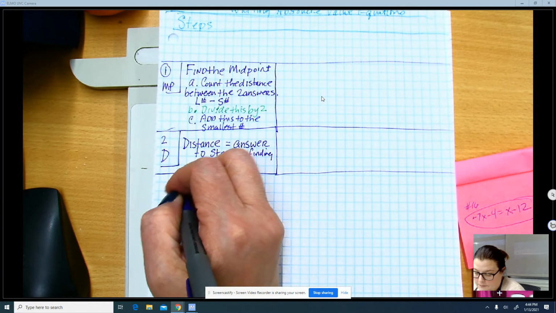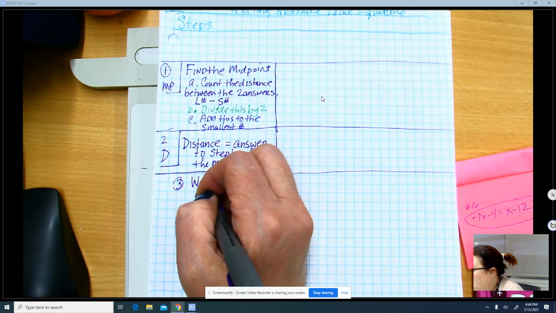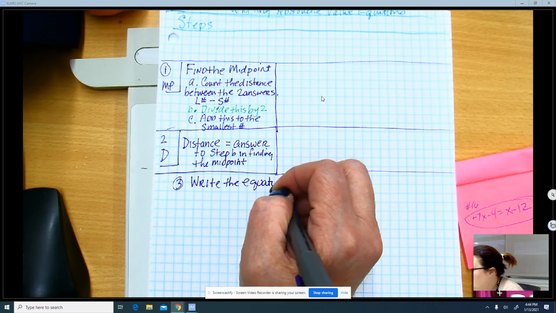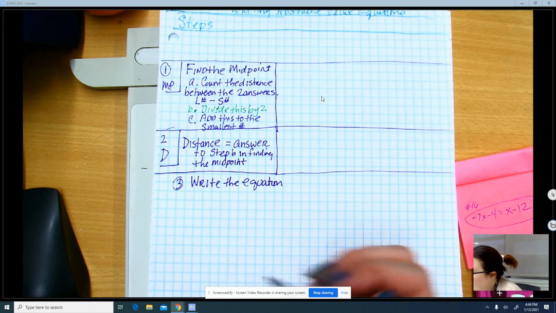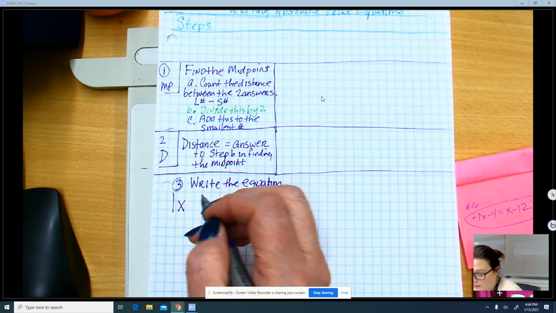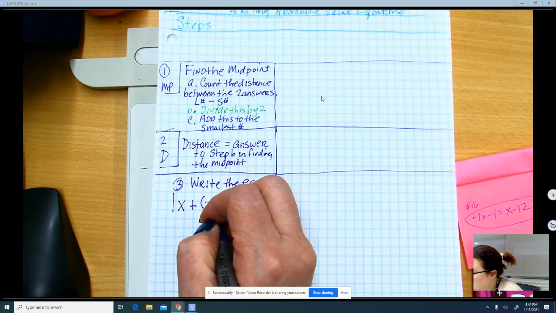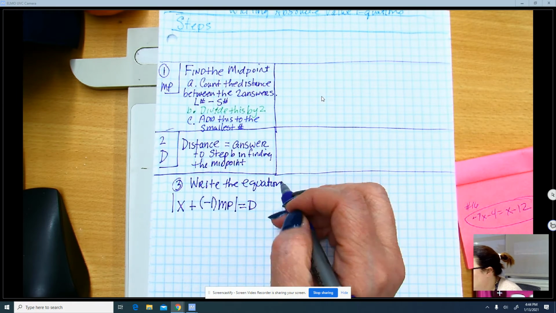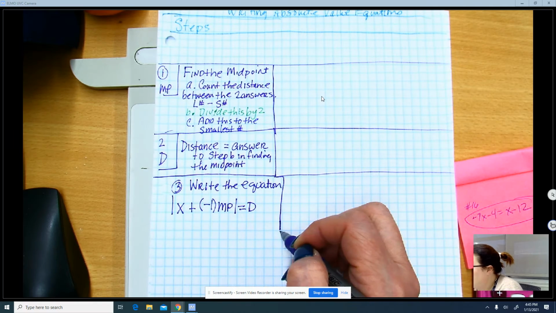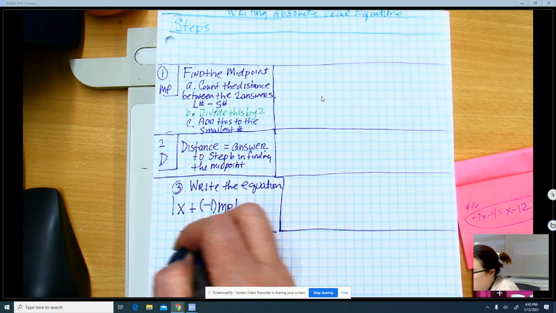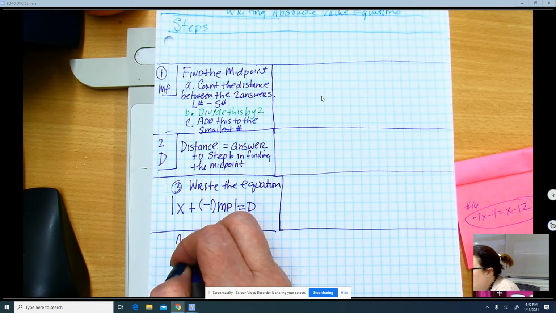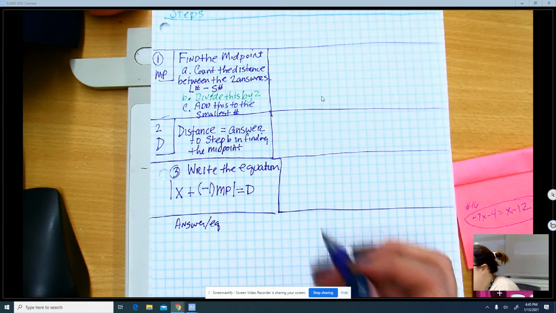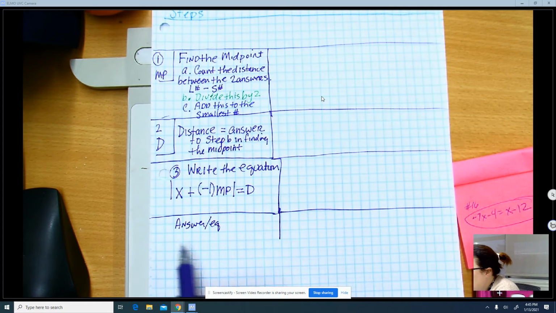And then step 3, write the equation using the following formula or process. Absolute value of X plus -1 times the midpoint equals the distance. And this should provide us with our answer or the equation. If they ask us to actually solve the equation, then we can go back to our steps for solving the equation and do just that.